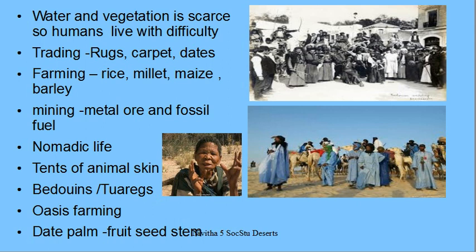Date palm is a very important plant of desert life for the people because the fruits are sweet and rich in vitamins and minerals. The fruits can be eaten by humans. The seeds can be fed to the cattle, the goats or the camel. And the date palm stem is used for making ropes. So almost all parts of the date palm are used.